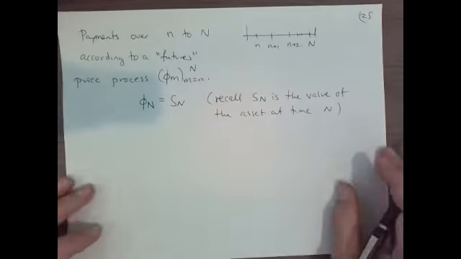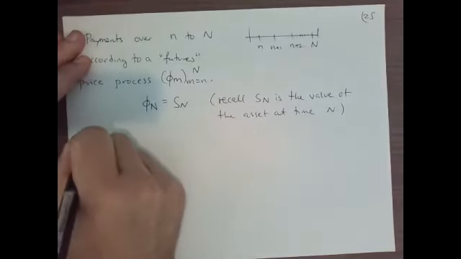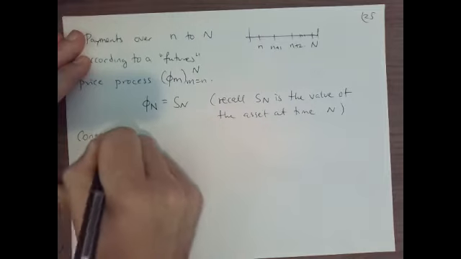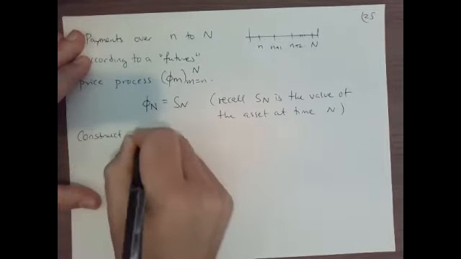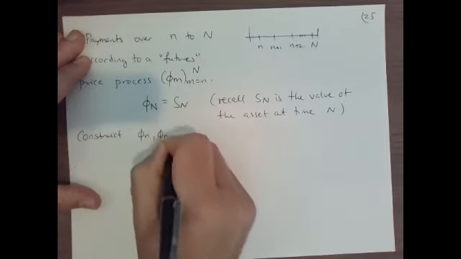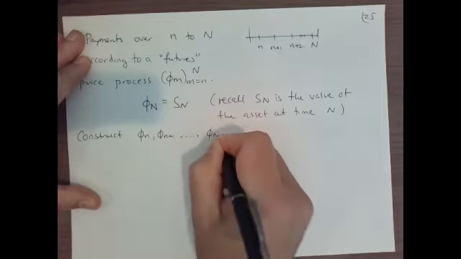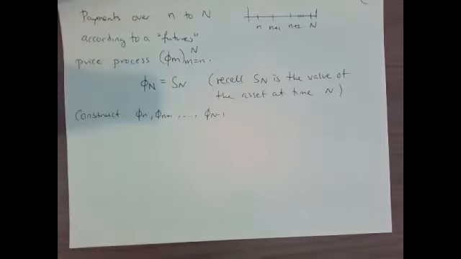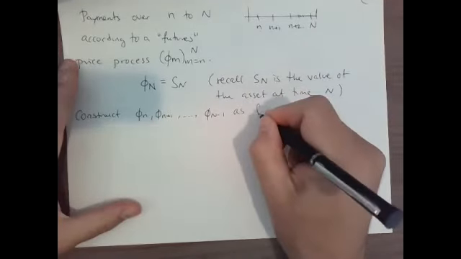But of course, at earlier times, now we're going to construct phi n plus 1 all the way up to phi capital N minus 1. We're going to construct it as follows.